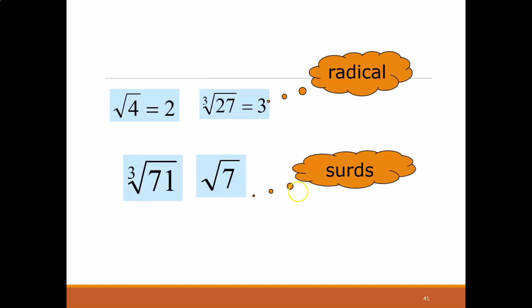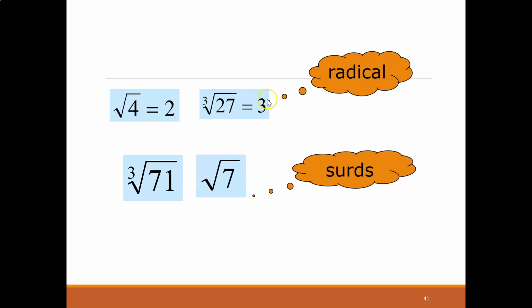So first of all, you need to know what is surd, what is radical. So this is square root of 4, or we know as surd 4, is actually equal to 2. And this is cubic punca kuasa 3 of 27. Okay, so it is equal to 3. Or similar like this, you have surd of 3, 71, and then surd 7. Okay, so this one, when you have this answer, this is what we call as radical.